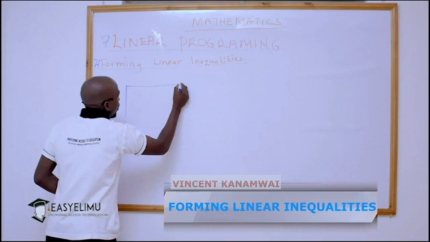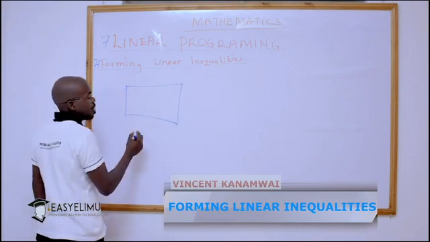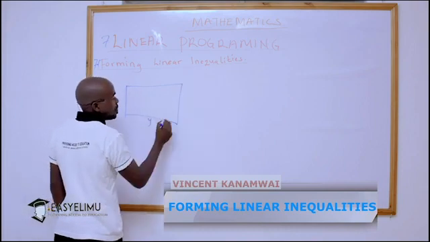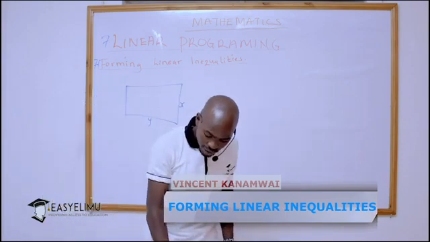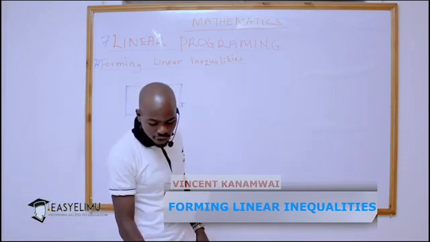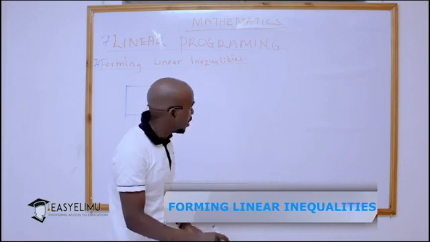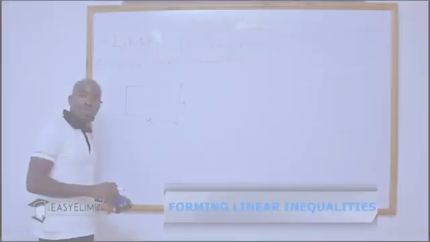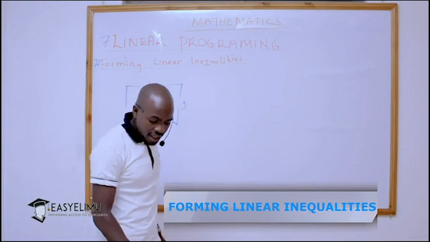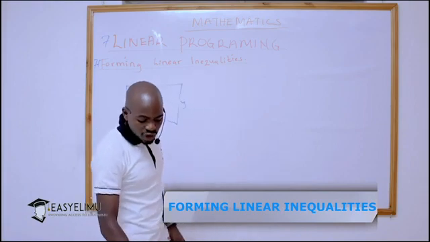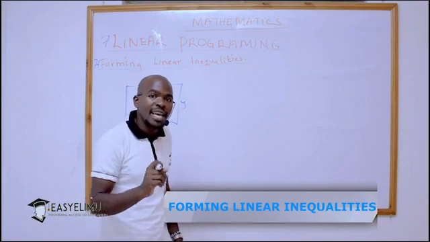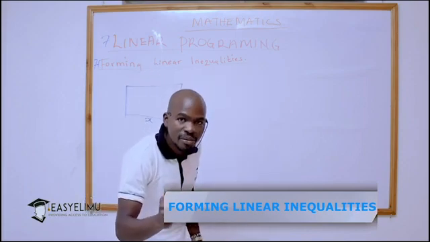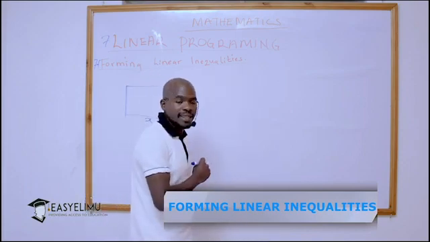For instance, this is our rectangle. The length is y centimeter and width is x centimeter. But we have been told that the perimeter of a rectangle whose length is x centimeter and width is y centimeter is not more than 10. Meaning that the perimeter is either 10 centimeters or less than 10.